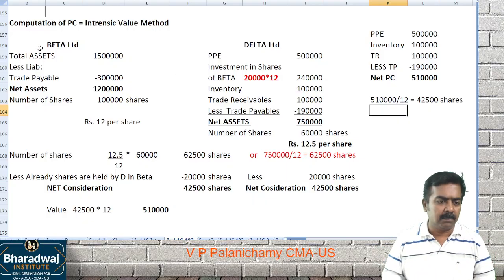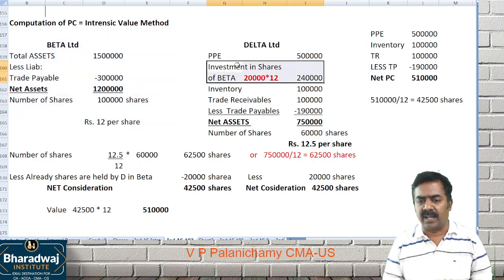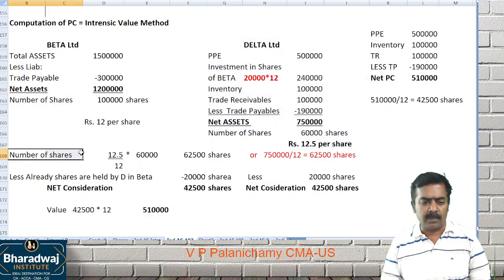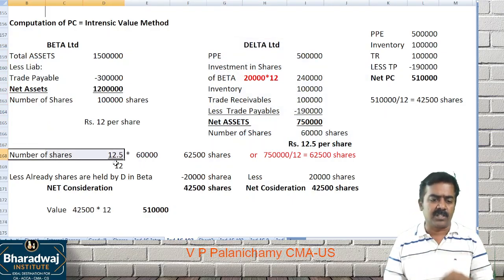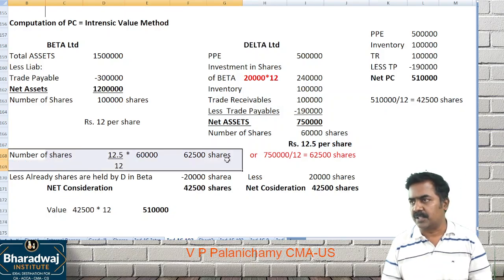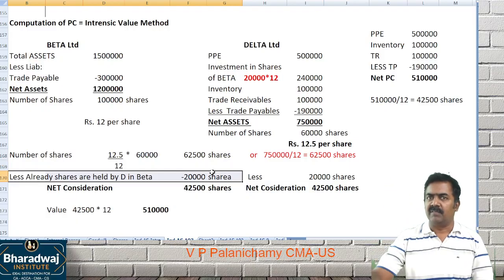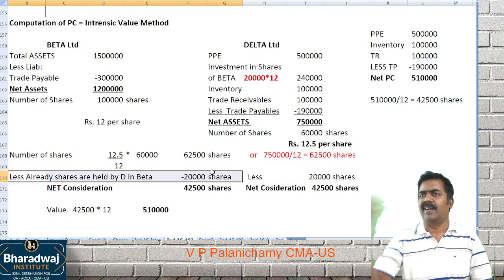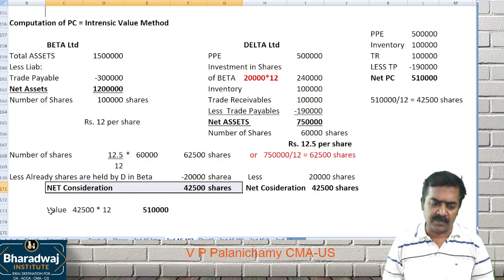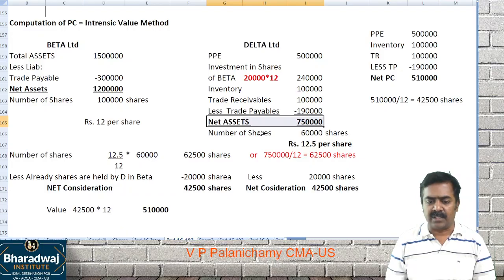I repeat, Beta Limited, what is the value? 12 rupees. Incorporating that value, Delta's value is how much? 12.5. 12.5 is your value. My value is 12 into 60,000 will give us what? How many shares have to be allotted? Minus, you are holding already 20,000 shares. We will tell you to give it to your shareholders. We will not take over. So net consideration, how many shares will we give? 42,500. Value 5,10,000.